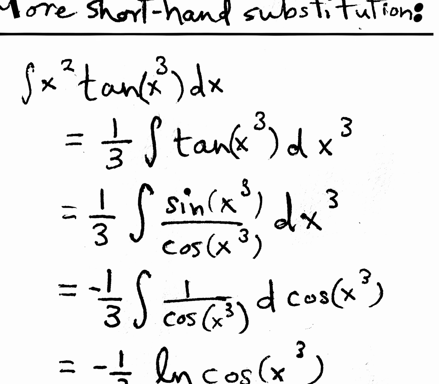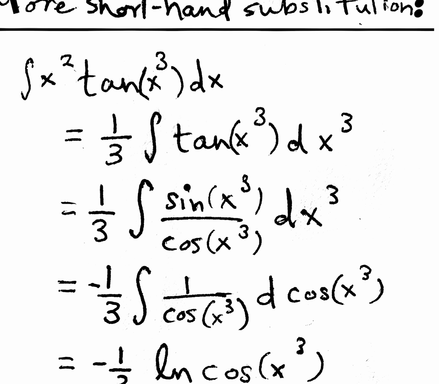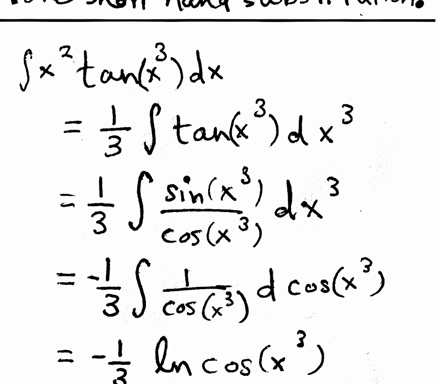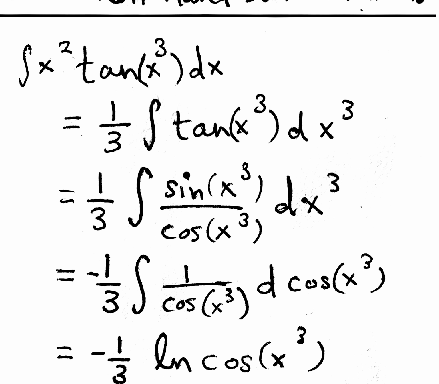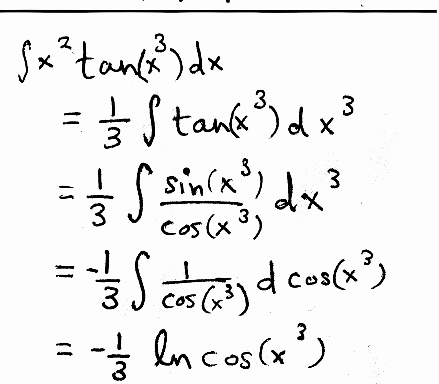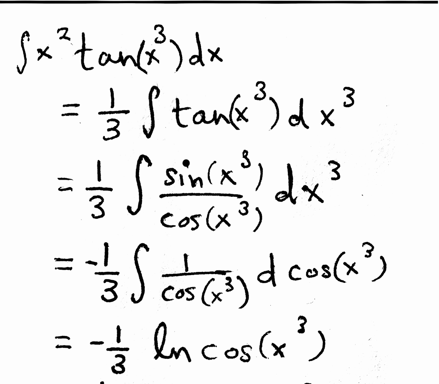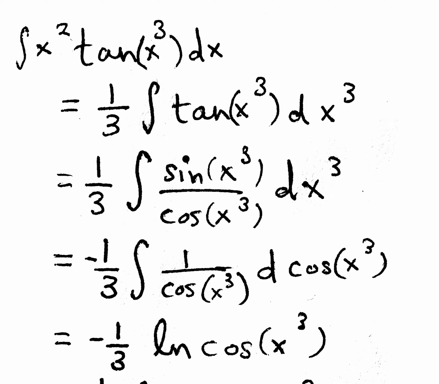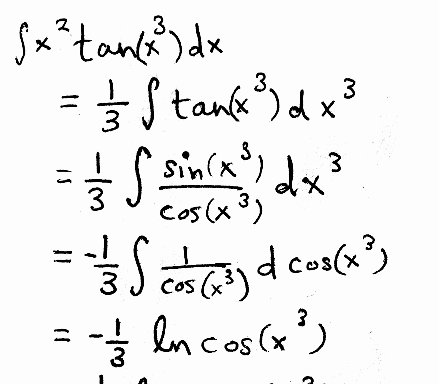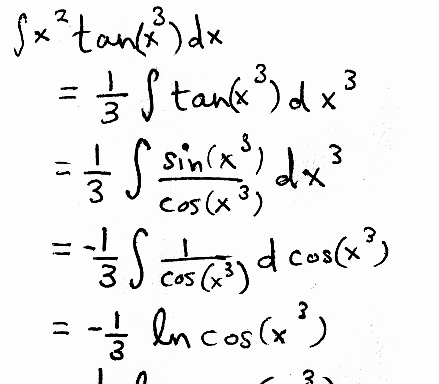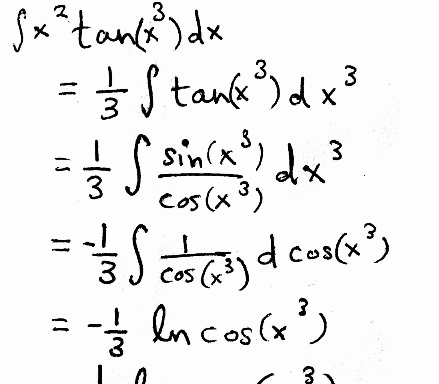Similar to last time, d cosine x cubed divided by cosine x cubed can also be shorthand integrated into ln of cosine x cubed. Now, it's very critical to remember that we have a negative and we have a 1/3 as a result of the two previous shorthand integrations. So those need to be preserved.